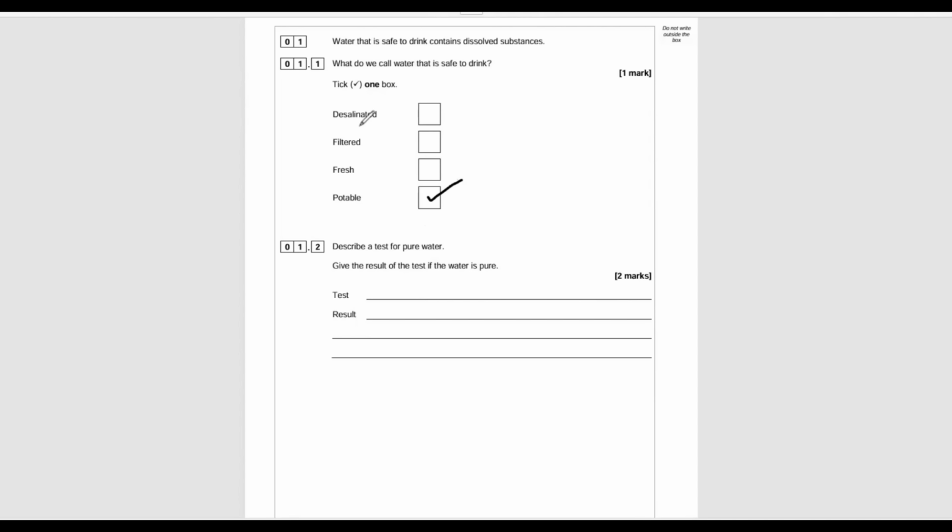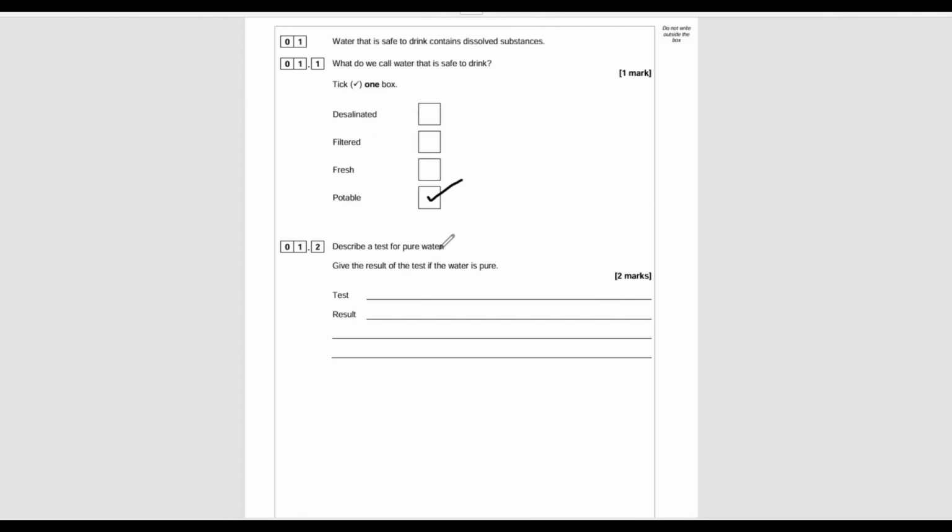That doesn't make it safe to drink. It could still have bacteria and stuff in it. You can filter water to get rid of certain hard salts and substances, but it could still have bacteria. Doesn't make it safe to drink. Fresh water out of a river could have bacteria. Doesn't make it safe to drink. Only potable water is safe to drink because it has been sterilized with ozone, UV light, or chlorine.